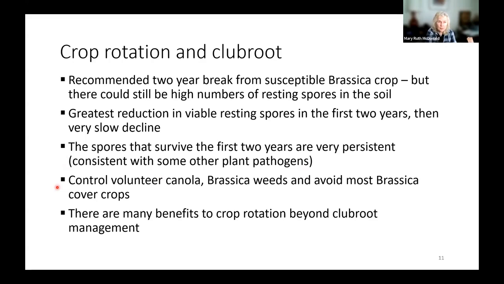Of course, when you have that break, you don't want anything that's susceptible like weeds. And we do say avoid most brassica cover crops. There are a few that are resistant that I'll mention later. And of course, there's lots of good reasons to follow crop rotation above and beyond managing clubroot.